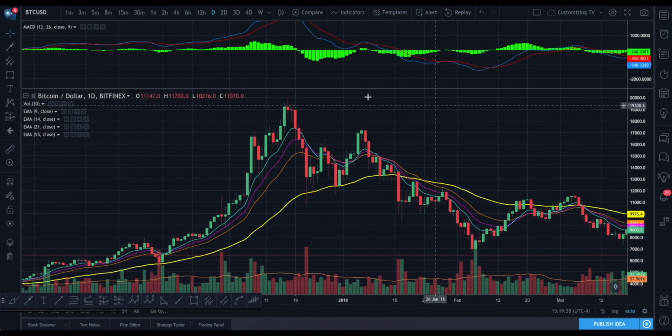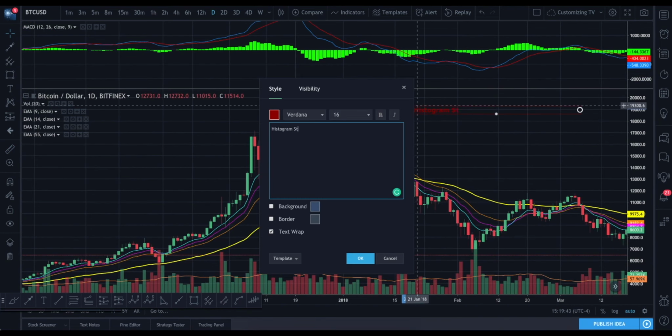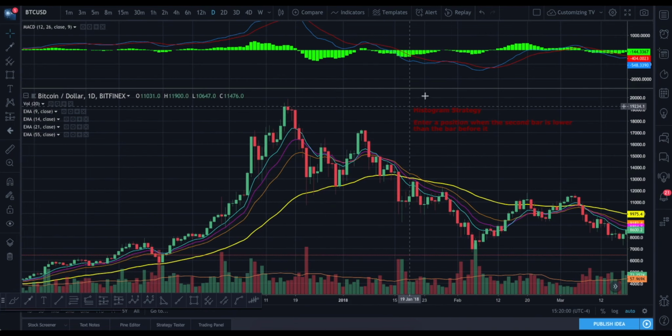All right, so now let's write this down. Histogram strategy. Enter a position when the second bar is lower than the bar before it. It's as simple as that. This strategy is not an entry and exit strategy. This is just an entry strategy. This just tells you when to enter, does not tell you when to exit.